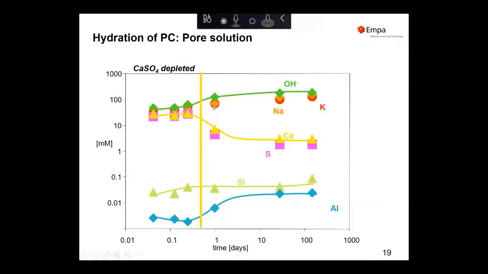We also see that, in particular at later ages, the composition is dominated by sodium, potassium and hydroxide. And this composition is responsible for the very high pH we have in such a system, a pH of around 13 to 14. The concentrations of silicon and aluminium are relatively low, below 0.1 millimolar. The same is true also for the other elements we might have present, like magnesium or iron. They normally cannot be measured. And this picture you will see in general for all Portland cements.